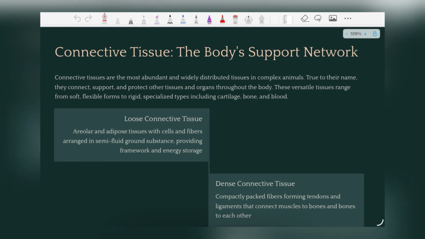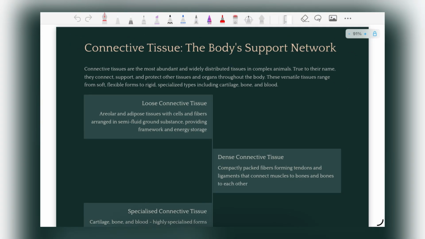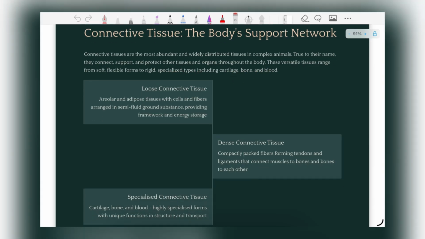Connective tissue, the body's support network. Connective tissues are the most abundant and widely distributed tissues in complex animals. True to their name, they connect, support, and protect other tissues and organs throughout the body. These versatile tissues range from soft, flexible forms to rigid, specialized types including cartilage, bone, and blood.